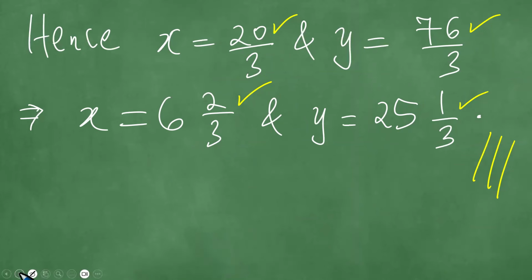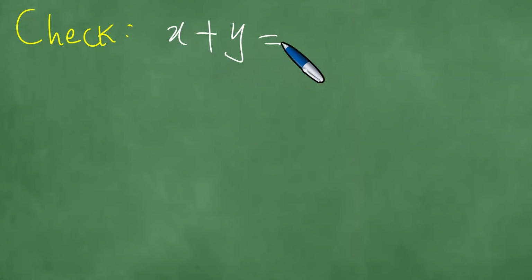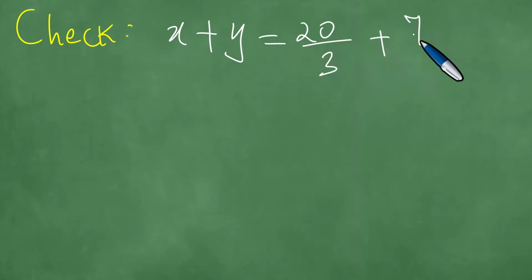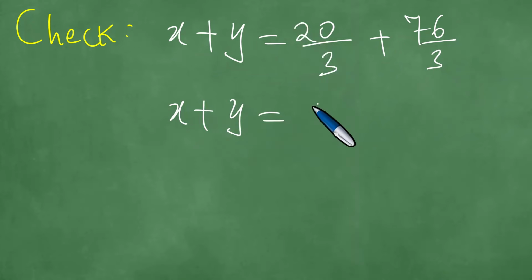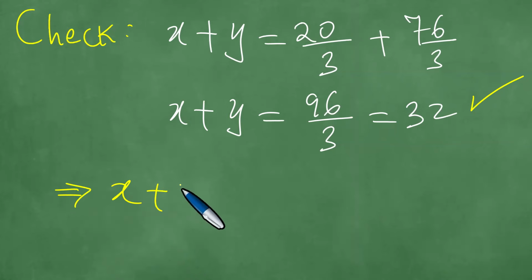We need to perform a quick check of these particular numbers. Let us find the sum of these two numbers. So x plus y is 20 out of 3 plus 76 out of 3. What is 20 plus 76? It is exactly 96 out of 3, which is exactly 32. Obviously this is what is required, because the sum of these two numbers is indeed 32 as it was given, but you need to conduct a further check.